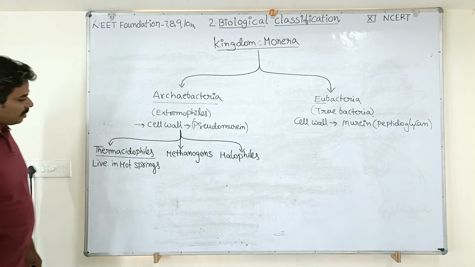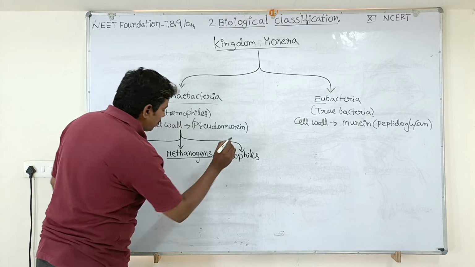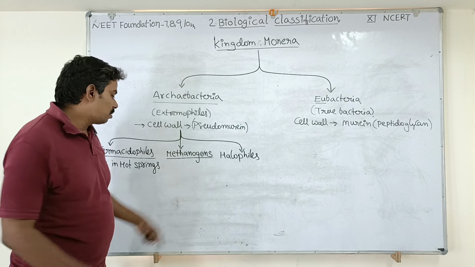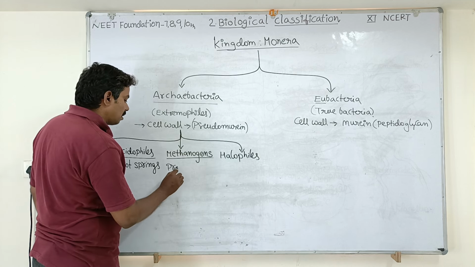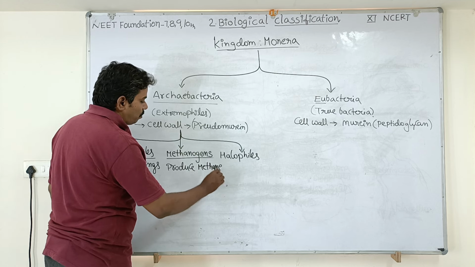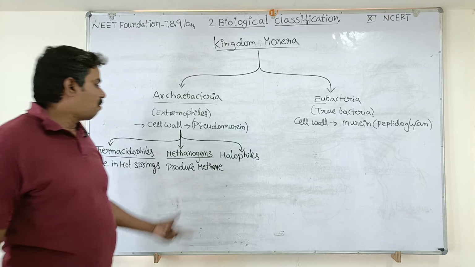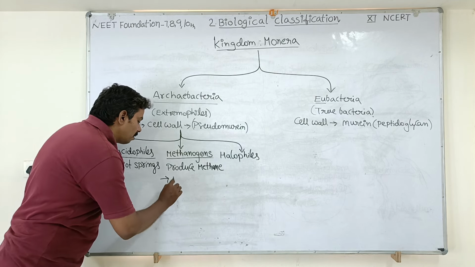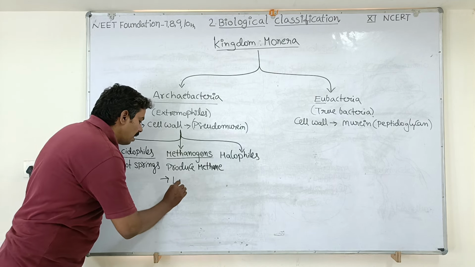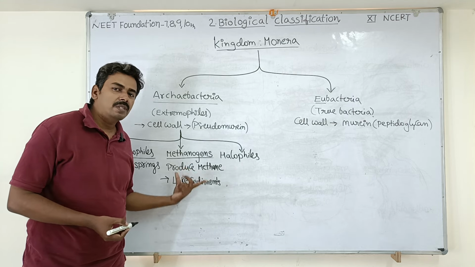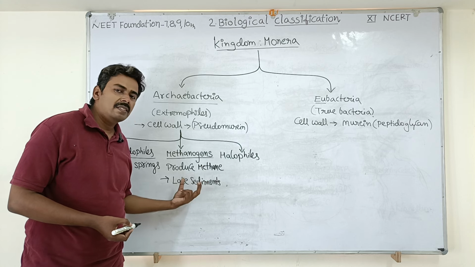Okay. So next, methanogens. In the name itself, the chemical methane is there. These bacteria produce methane gas. And where are these bacteria found? They are found in lake sediments. So in the bottom of a lake, below the layers of soil, you can find these bacteria. They live in complete absence of oxygen and they release methane gas.